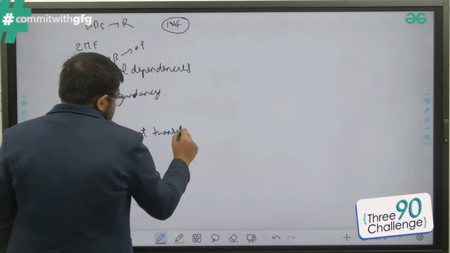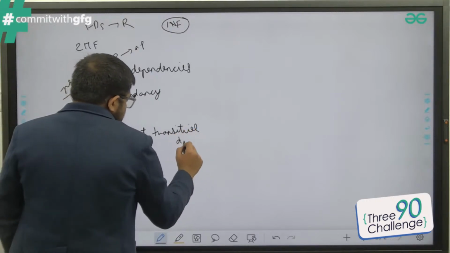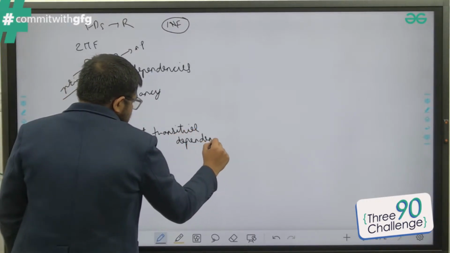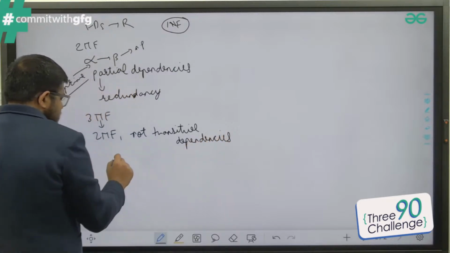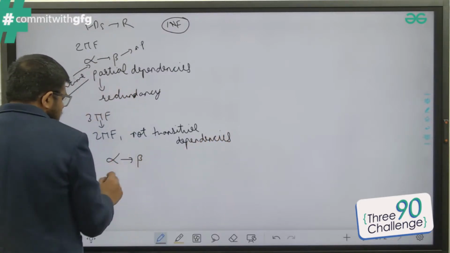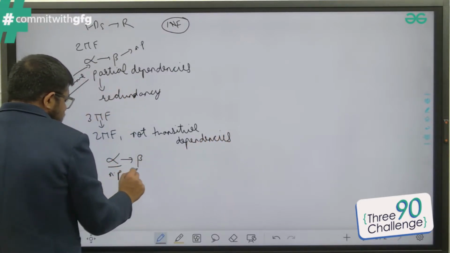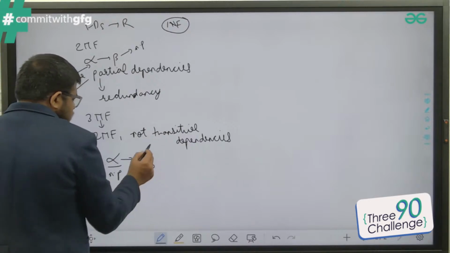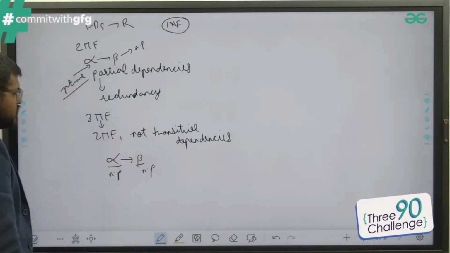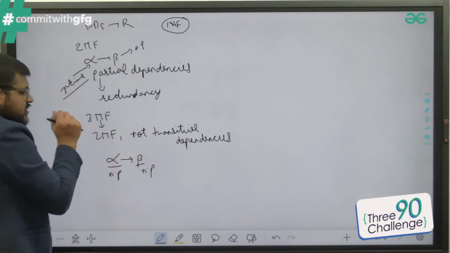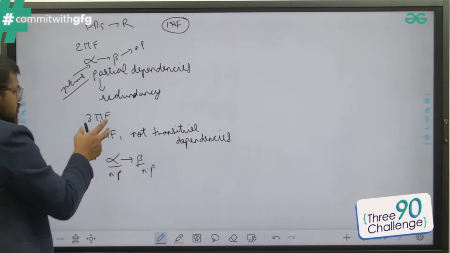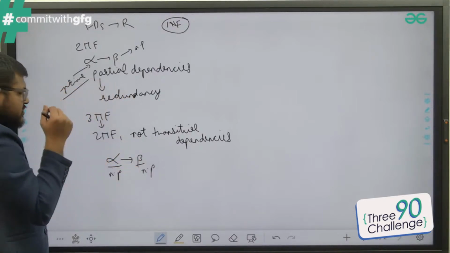Okay, for 3NF, the table must be in 2NF and there must not be any transitive dependencies. What are transitive dependencies? If there is a functional dependency alpha to beta, and if alpha is a non-prime attribute and beta is also a non-prime attribute, then this is called a transitive dependency. So there should be no functional dependencies like this. Due to this also, redundancy occurs.